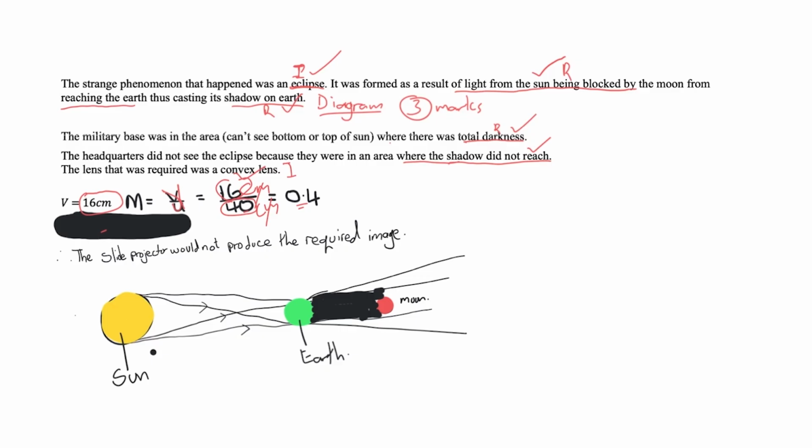So we came down here and concluded that the slide projector would not produce the required image. Remember, the image we wanted was of magnification 4 times, but we got 0.4. Therefore, the projector would not produce the required image.